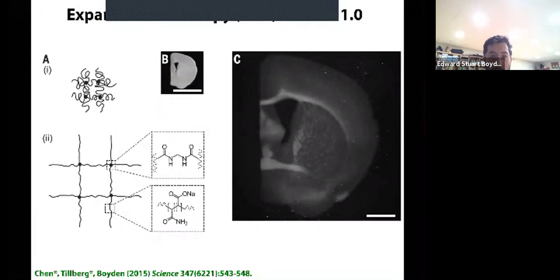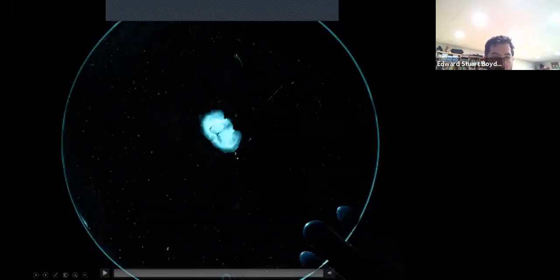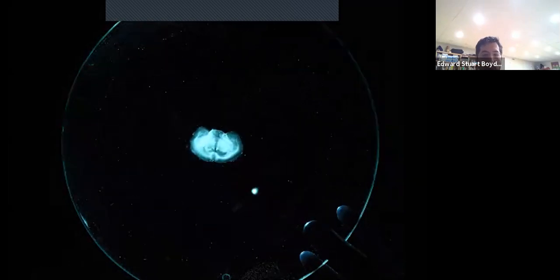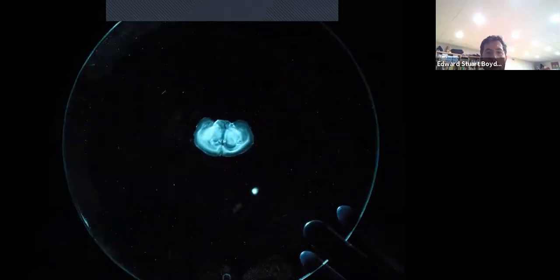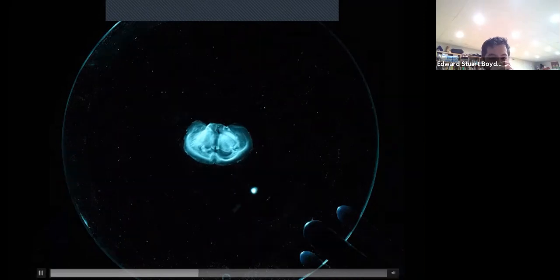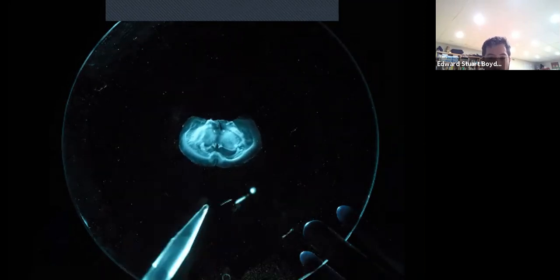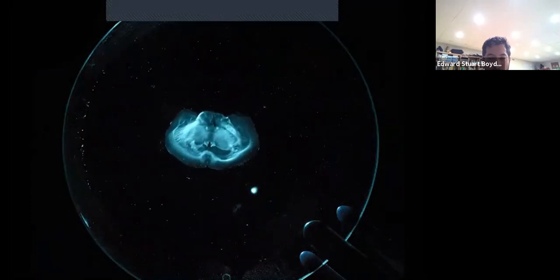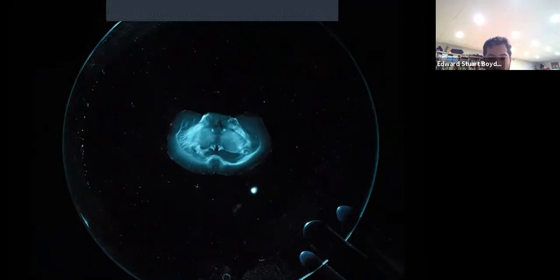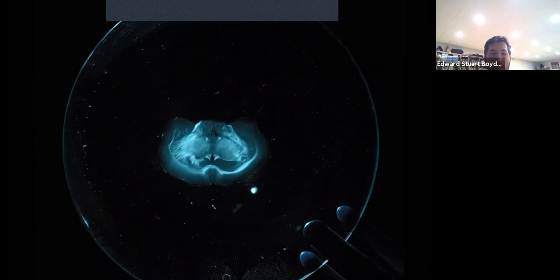Here's a movie of a piece of the mouse brain being expanded. The movie is sped up by about 50-fold. We created the polymer before the movie, and then we add the water right about there. I hope you can see this piece of brain is swelling before your very eyes. So we call this expansion microscopy.